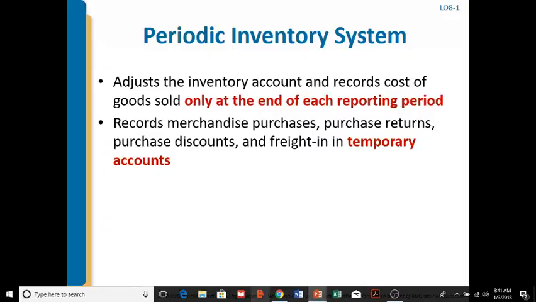And any purchases or any of these other related accounts are just simply recorded to these accounts and then closed out at the end of the year to the proper account, either ending inventory or cost of goods sold.